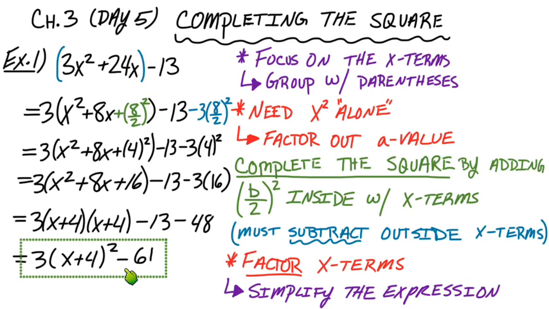So why does that help us? One, that's a little bit easier if we want to talk about vertex form of the parabola. The vertex would right now be at negative 4, negative 61. Also, that would help us, when we get to it, we'll solve equations using this style also.